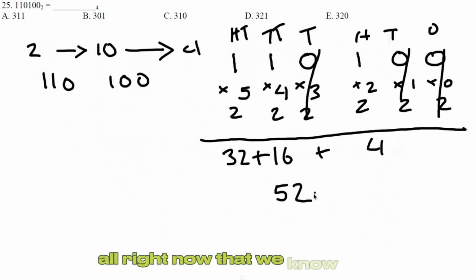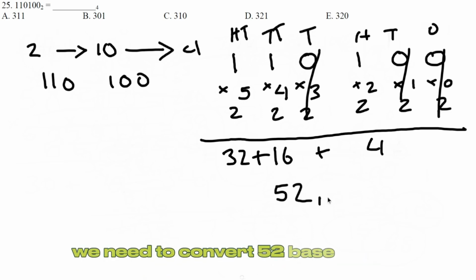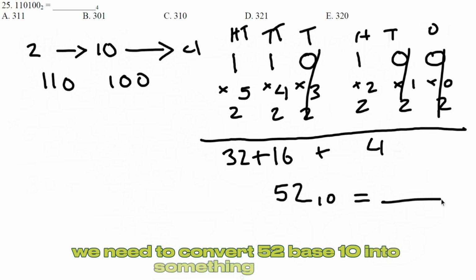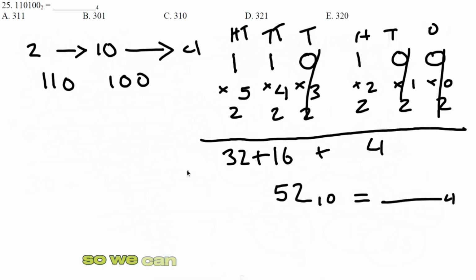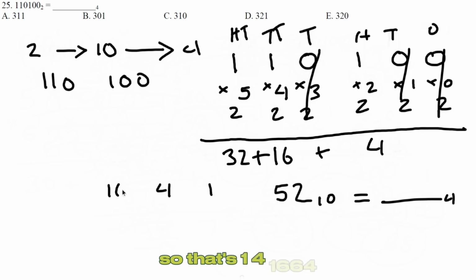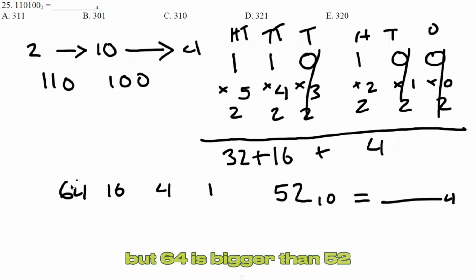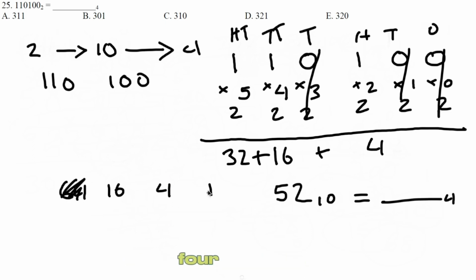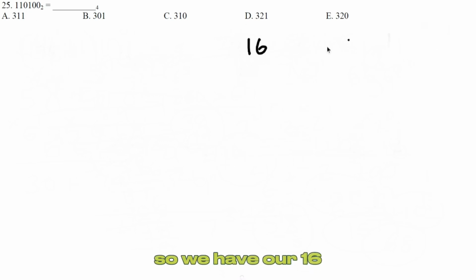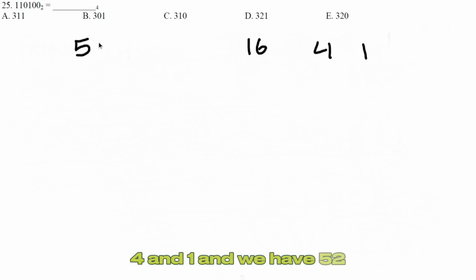Now that we know that, we need to convert 52 base 10 into something base 4. So we can list out the powers of 4. That's 1, 4, 16, 64. But 64 is bigger than 52, so we don't need that. So we only have 16, 4, and 1. So now let's solve further. We have our 16, 4, and 1, and we have 52.